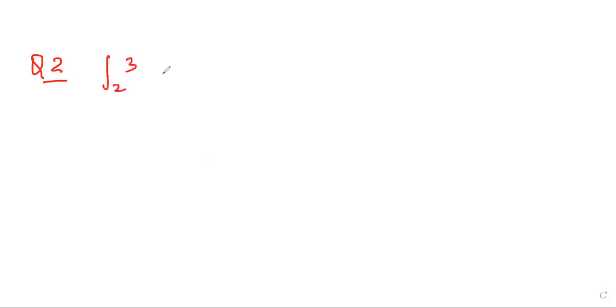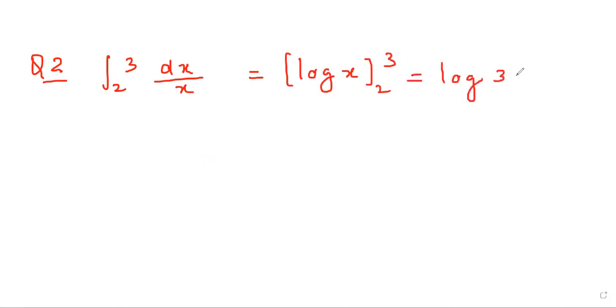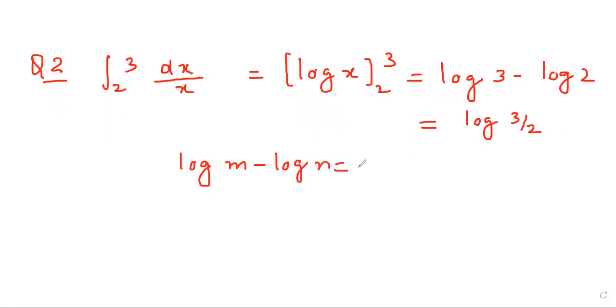Integration 2 to 3 dx upon x will become log x, limits 2 to 3, which is equal to log 3 minus log 2, which will be equal to log 3 by 2, because log m minus log n is equal to log m upon n. Let's go to next question. Question number 3.